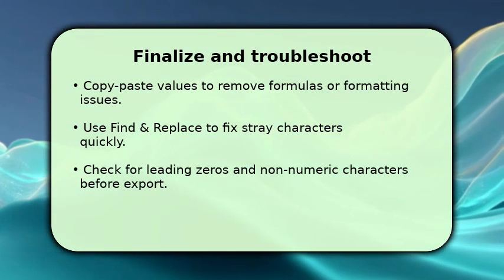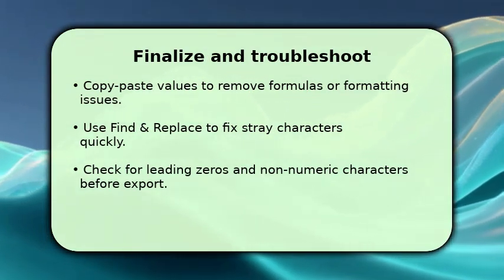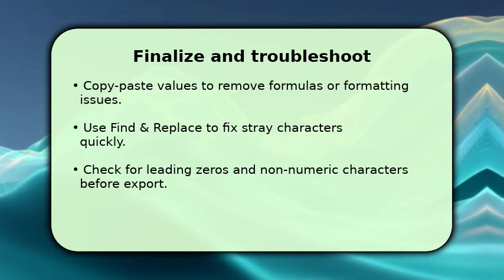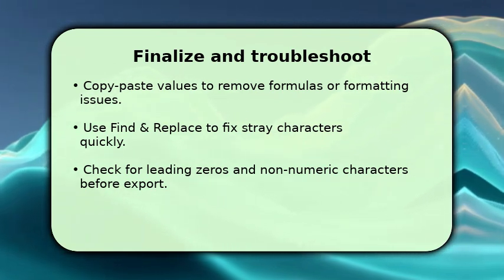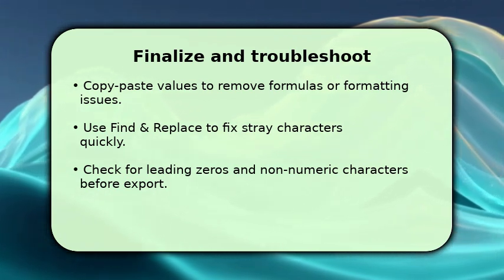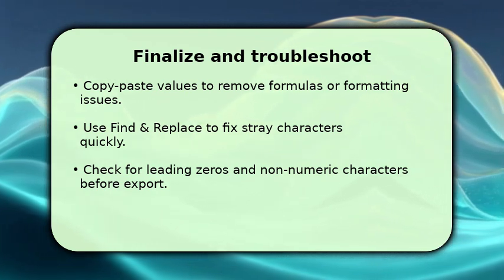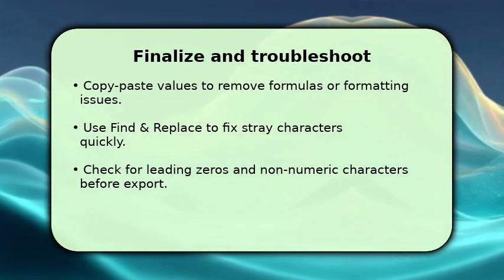You finish by converting any formulas to values. Copy the column and paste special values so formats won't break when shared. Once done, run a quick find and replace to remove stray spaces or dashes and validate that leading zeros are preserved. If numbers display oddly, make sure cells are set to text or reapply your custom numeric format.